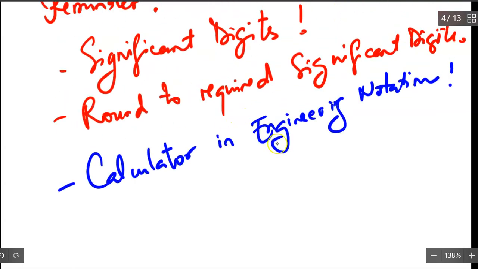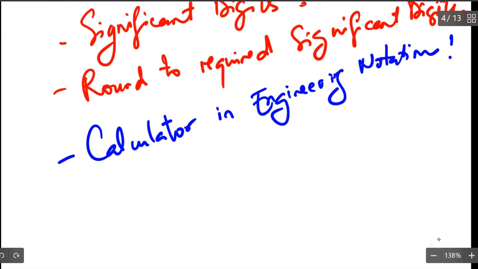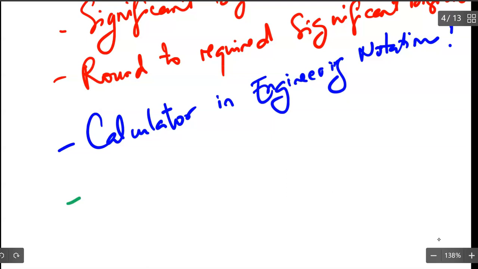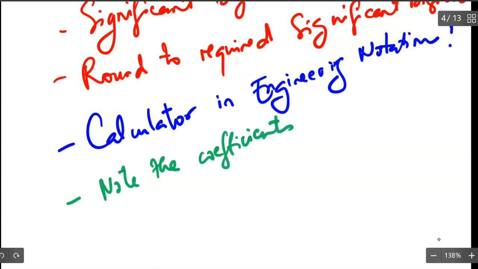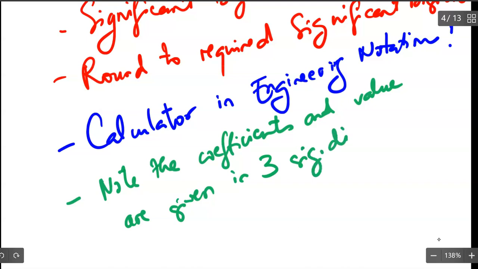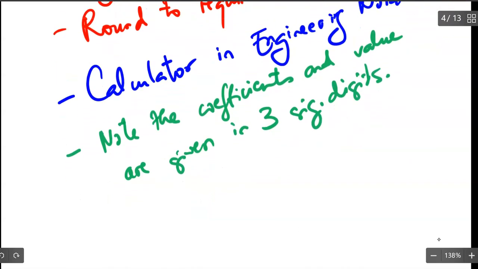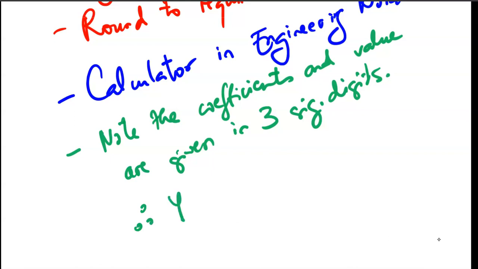So another note I would like everyone to remember in here is to note the coefficient and values are given in 3 significant digits. Therefore, we need to round to 3 significant digits for the final answer.